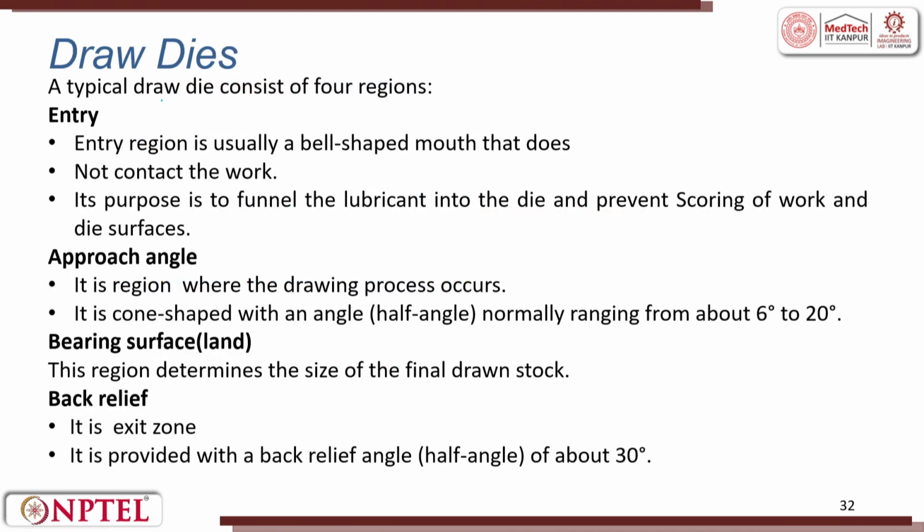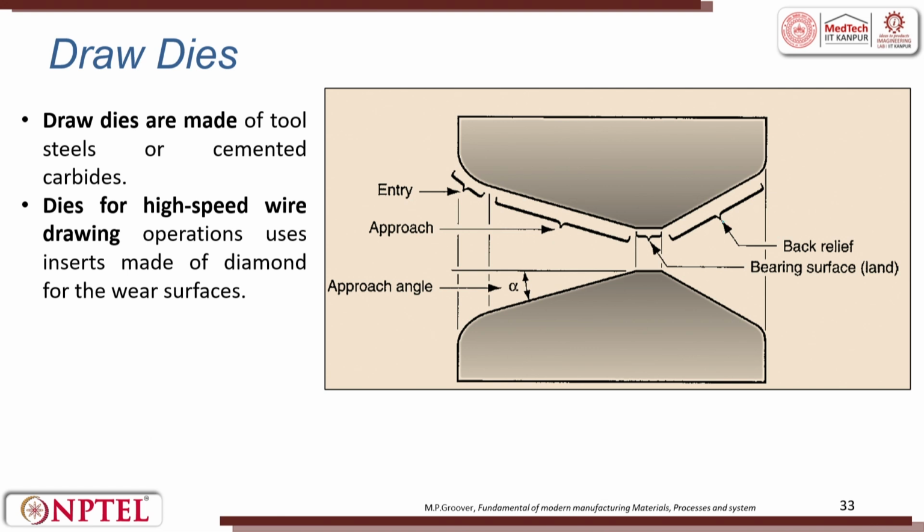A typical draw die consists of 4 regions. The first one is called the entry. This is almost like an ellipse, right. So, if at all there is any vibration or variation, that gets streamlined through the entry. Then it has an approach, the second segment. The third segment is the bearing surface area, and the fourth one is the back relief.